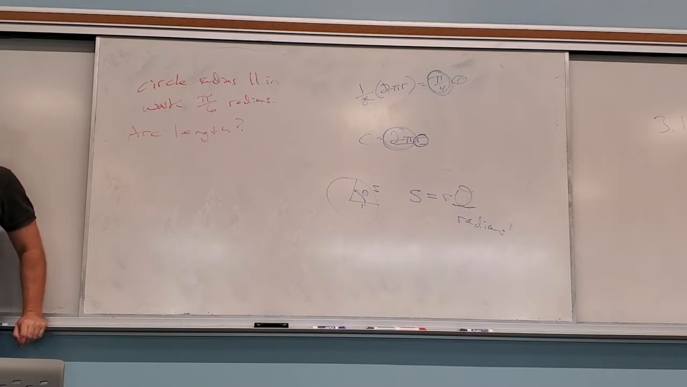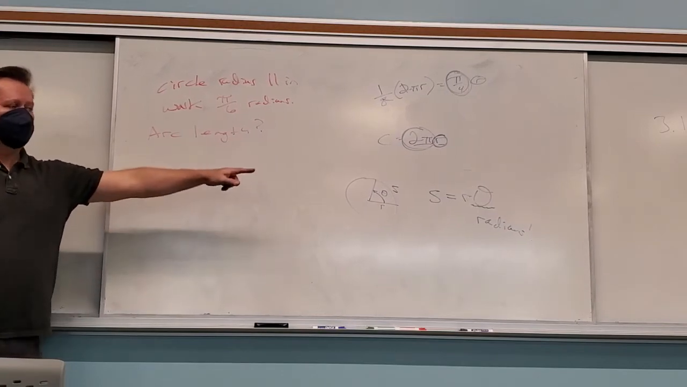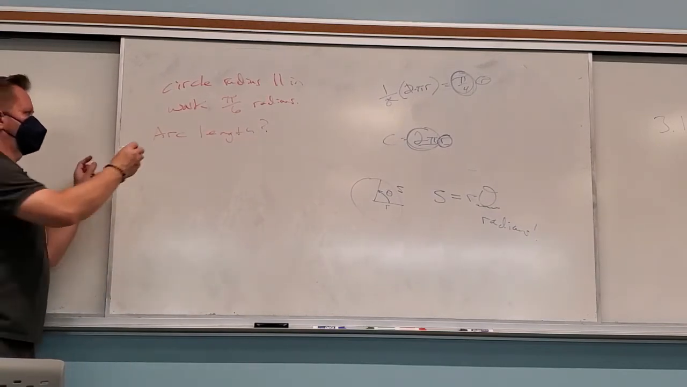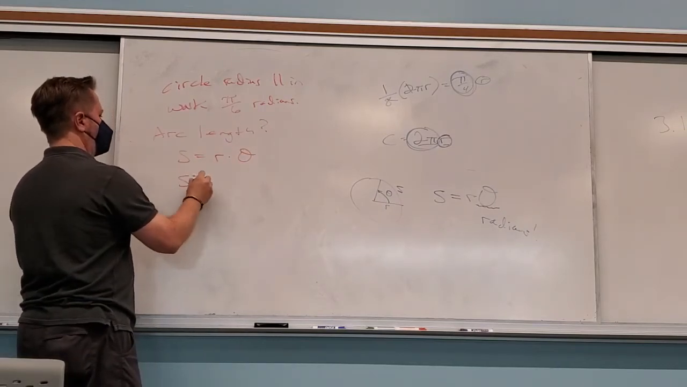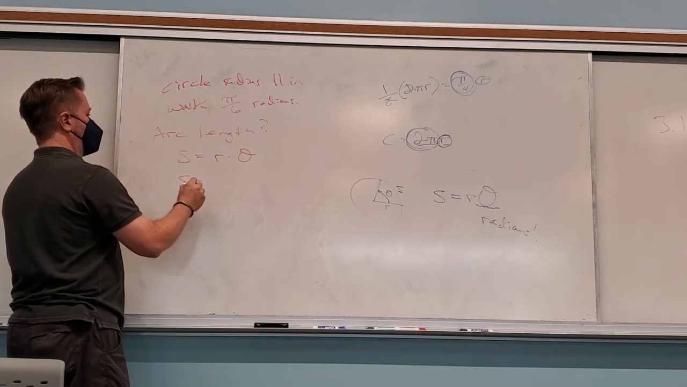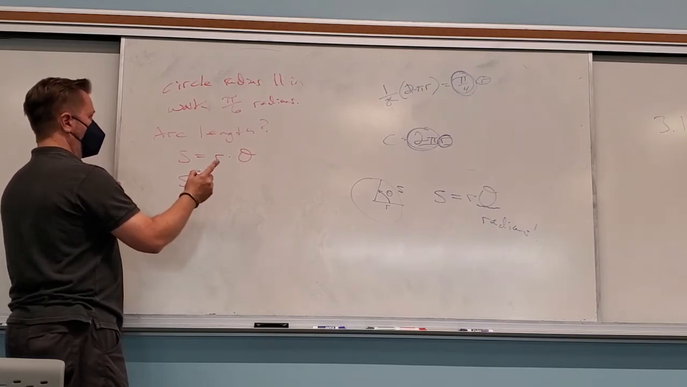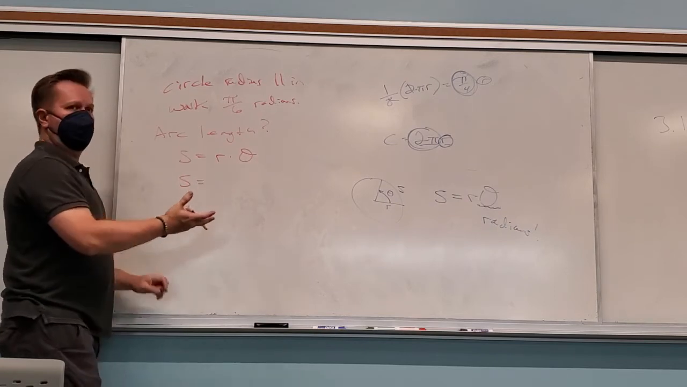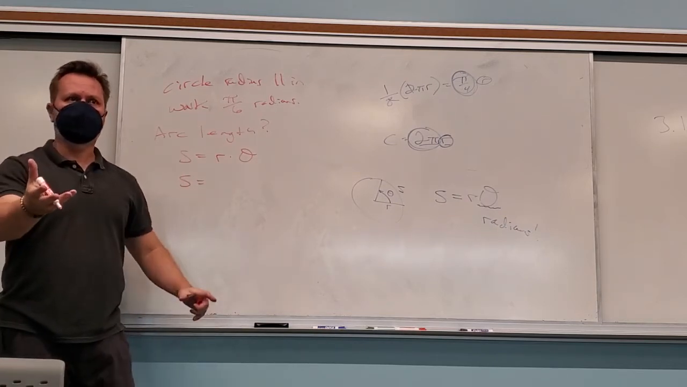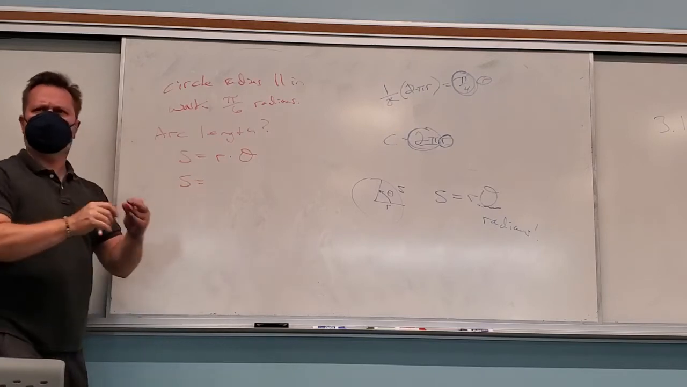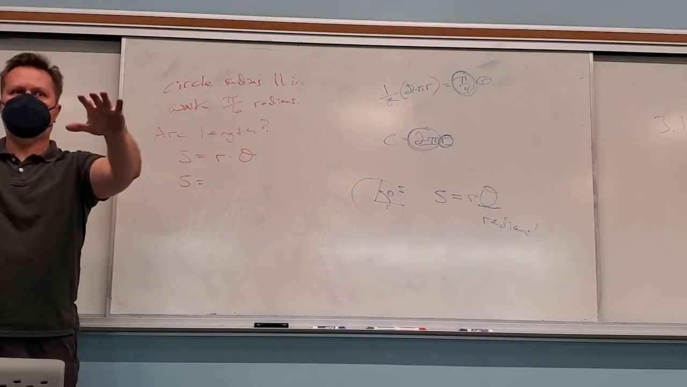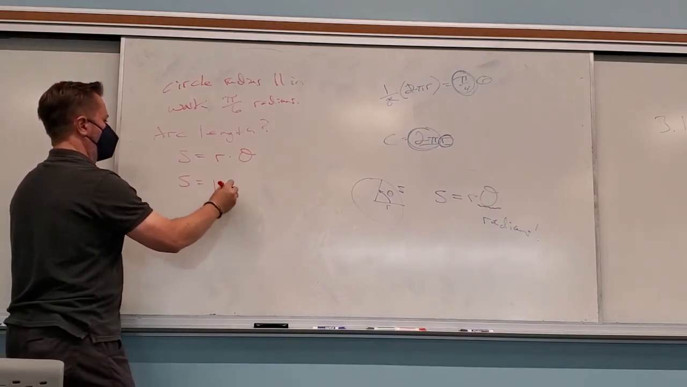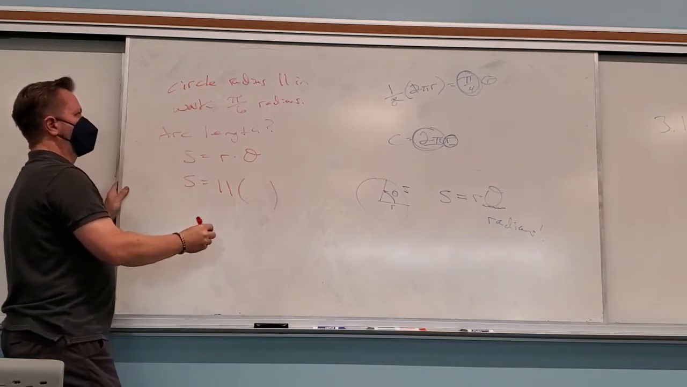Do you have a formula for that? Yes, there's a formula for arc length. Arc length is radius times angle in radians. Do I know the radius? What's the radius? 11, right? You just didn't want to say it because it's right there. Just put it down. So the radius is 11. And what's the angle? Pi over 6.